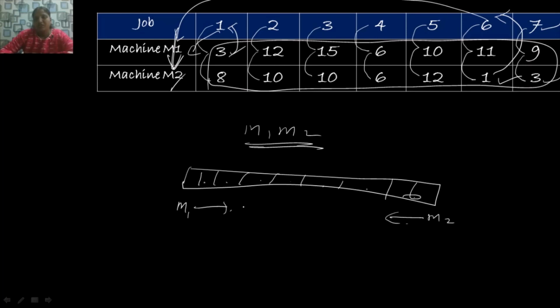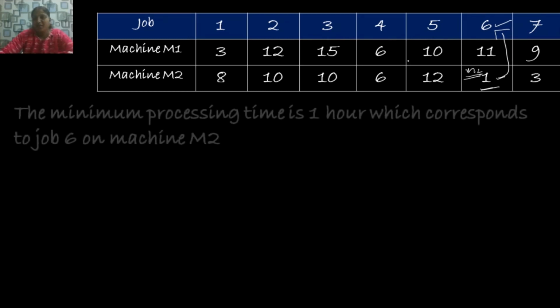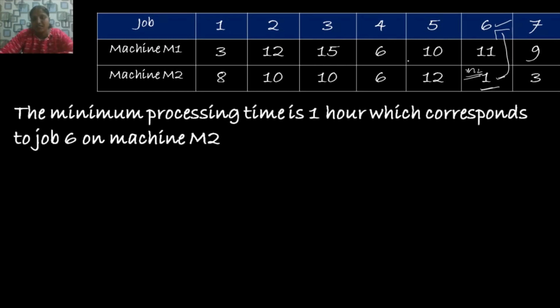So this is the procedure we have to follow for creating the optimal sequence. Now the minimum processing time is 1 hour. This corresponds to job 6 on machine M2. This is the second machine, isn't it? So here the minimum processing time is 1 hour, which corresponds to job 6 on machine M2.